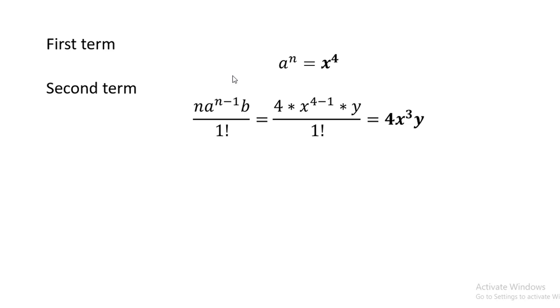Alright, so what we have done out here is that I have just written 4 multiplied by a, that was x, 4 minus 1, b was y, upon 1 factorial. Solving this expression gives me 4x cube y.